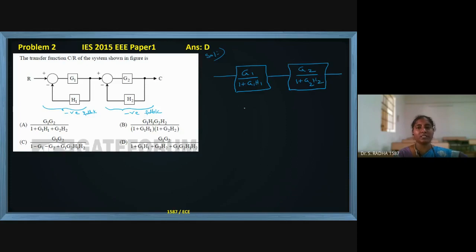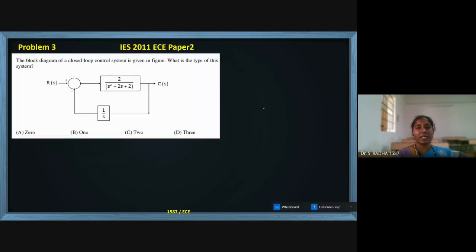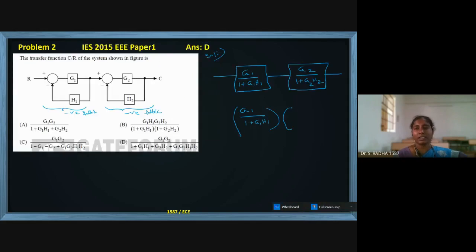When they are in series, we multiply them: G1 by 1 plus G1H1, and the second is G2 by 1 plus G2H2. This is the single block we can put over here, blocks in series. This is step number 2. Overall input and overall output are the same. R is the input, C is the output, in step 2 also.